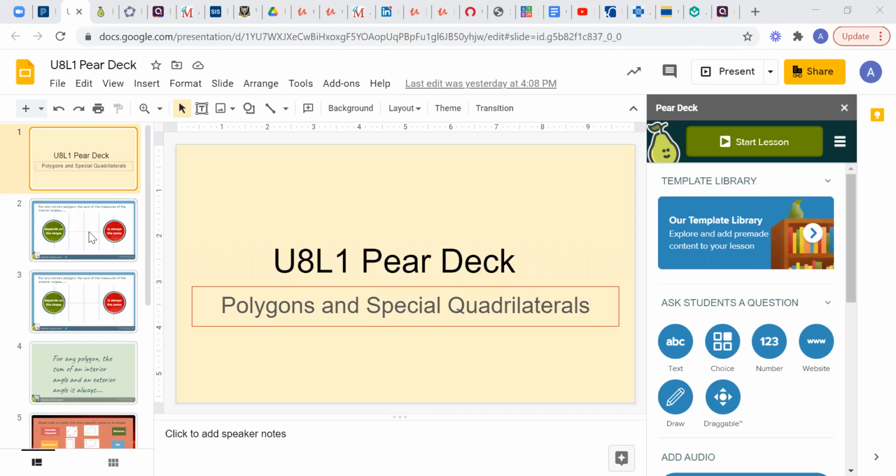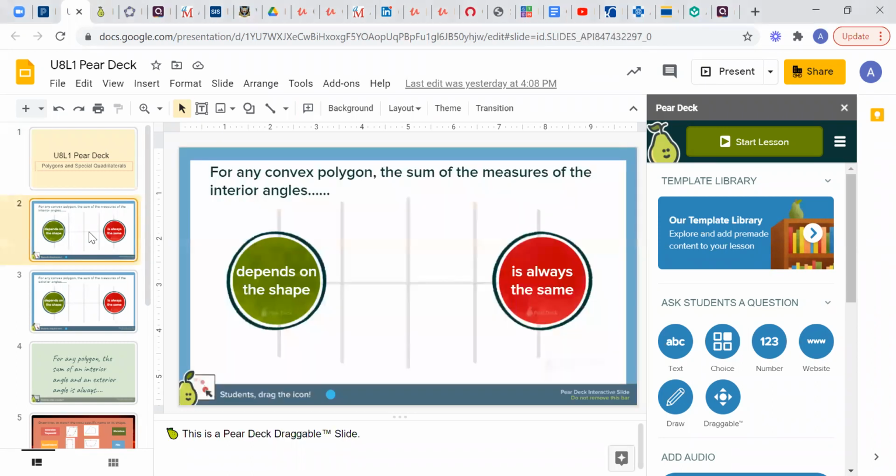The title is Polygons and Special Quadrilaterals. Number 1: For any convex polygon, the sum of the measures of the interior angles. What's the option to pick here?